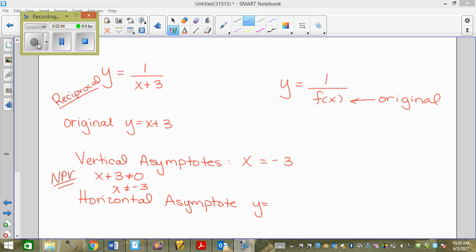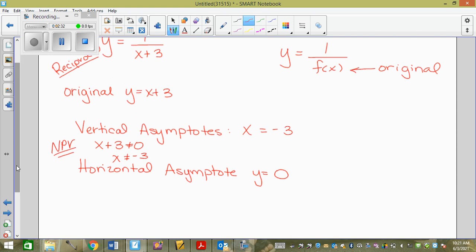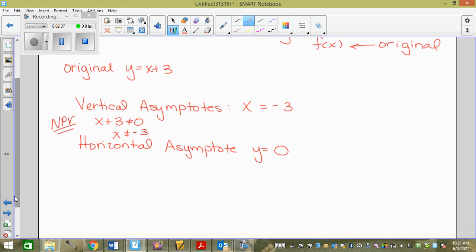Okay? My horizontal asymptote: if my numerator is a smaller degree than my denominator, so how do I say that? If my numerator is a number and my denominator is a variable, then what is my horizontal asymptote every single time? y equals 0. So if my numerator is a smaller degree than my denominator, it's going to be y equals 0. We agree? Okay. So that's if my original was linear. What if my original was a quadratic?